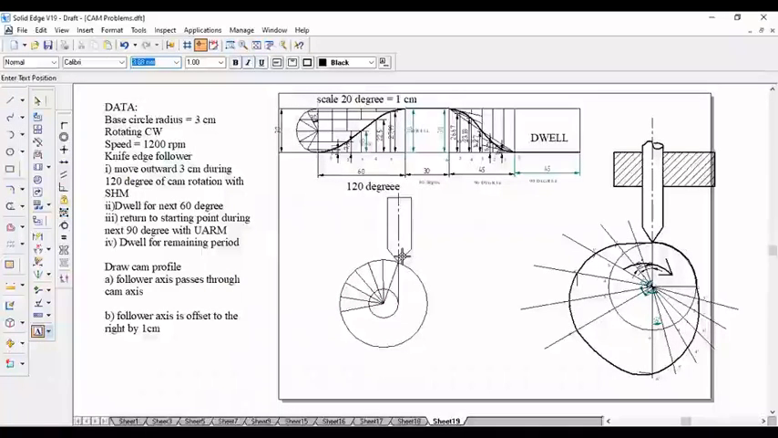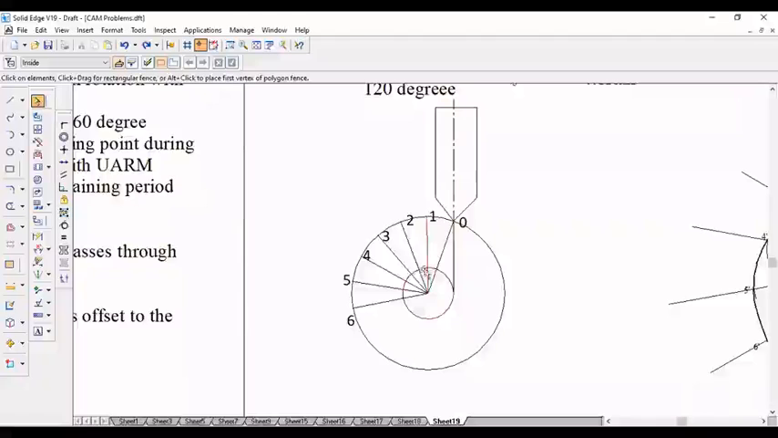See, this point is 0. Right now I'm just getting the point first. This point is 0. This will be 1. Like this, I'll just mention the numbers. As I mentioned, these lines are only for getting the points on the circumference. This extension line will not be your reference line. So this line must be deleted after getting the point here.